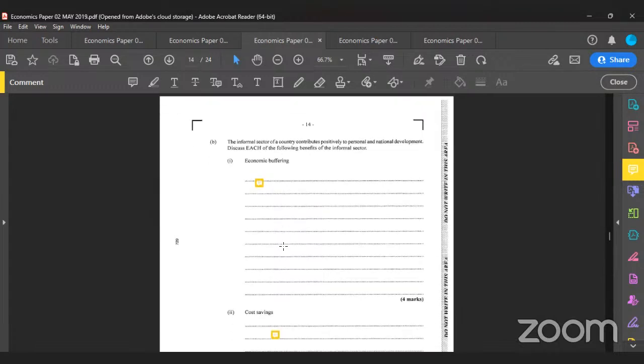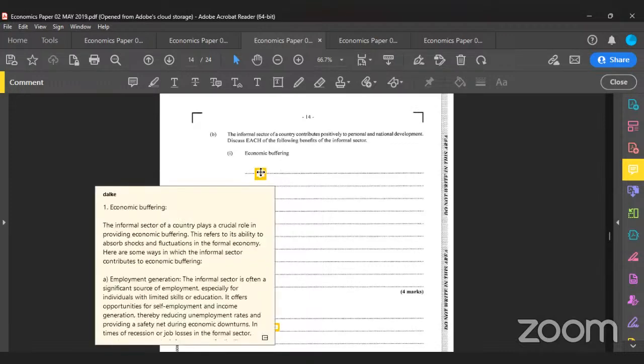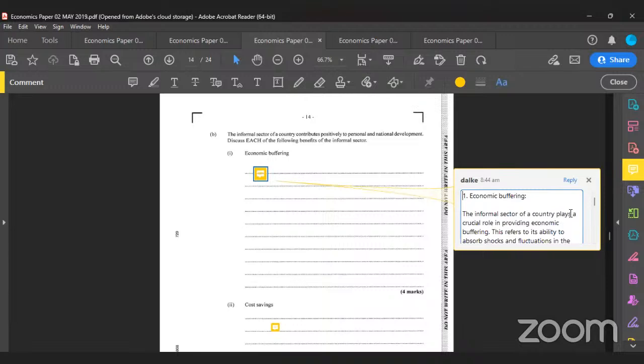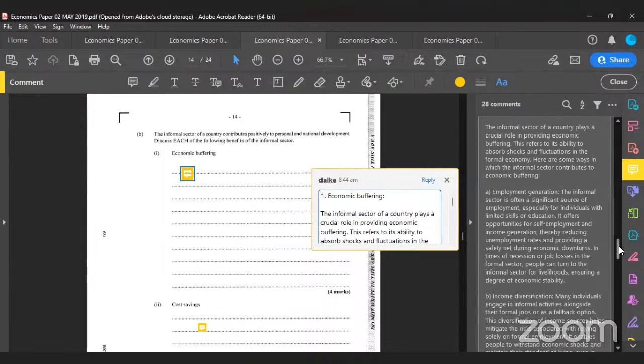So this is a discussion question about the informal sector of a country's contributions. This is quite long with regard to economic buffering, right? The informal sector of a country plays a crucial role in providing economic buffering. This refers to the ability to absorb shocks and fluctuations in the formal economy. And then there are some ways that the informal sector contributes to economic buffering.